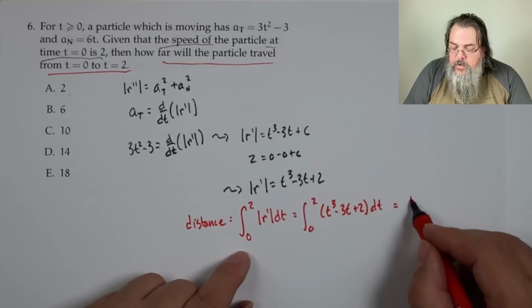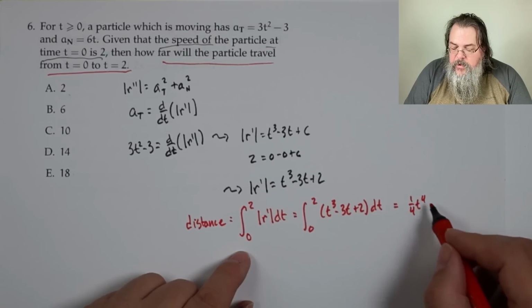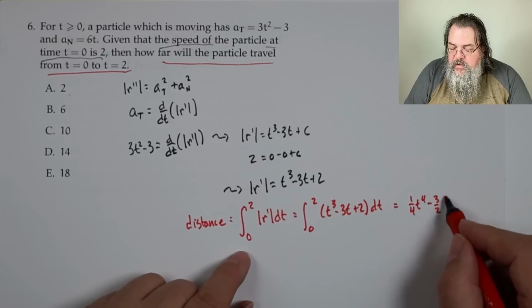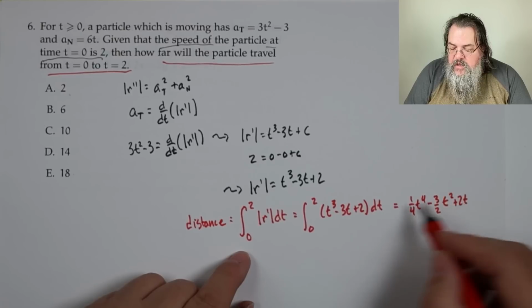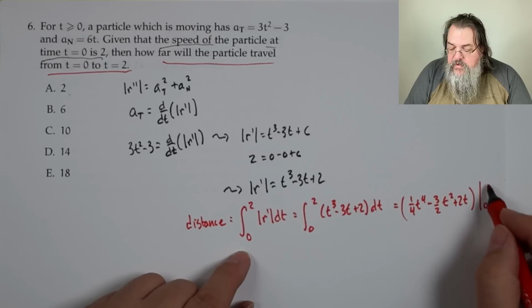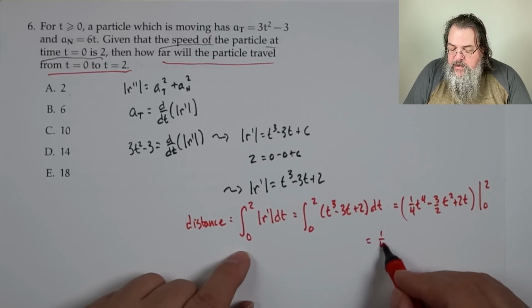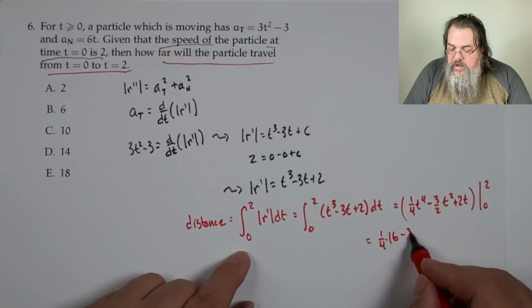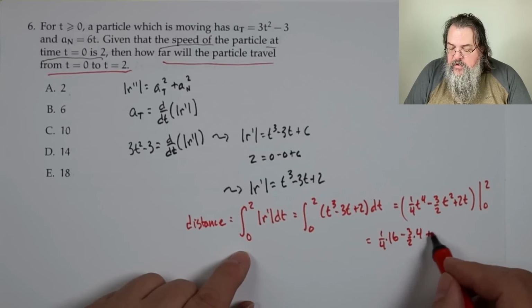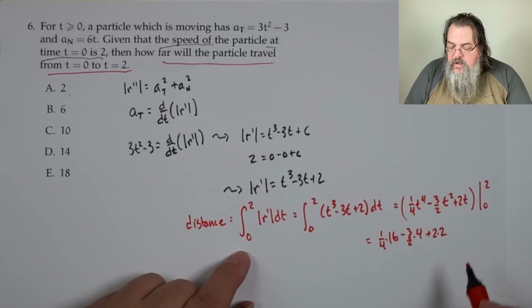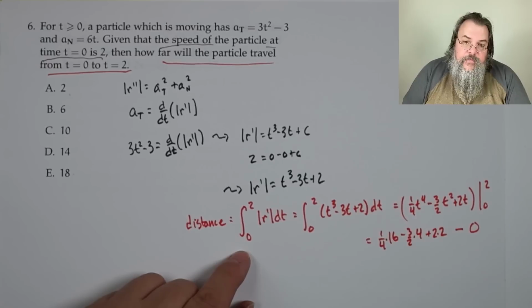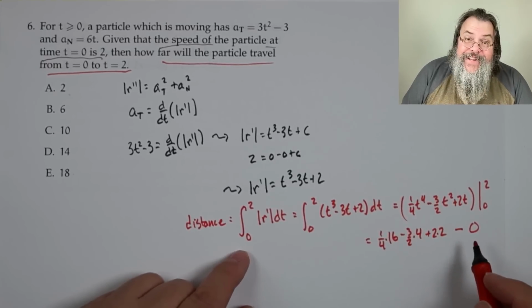Well, that's 1/4 t to the 4th minus 3/2 t squared plus 2t, and we evaluate 0 to 2. When you plug in 2, we get 1/4 times 16 minus 3/2 times 4 plus 2 times 2. And then when you plug in 0, you get 0 for everything. That's why we like 0.